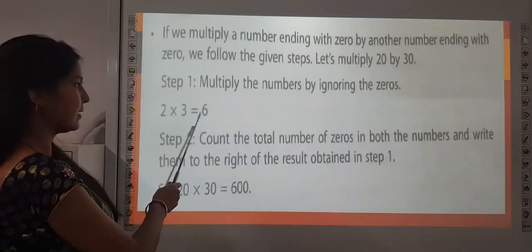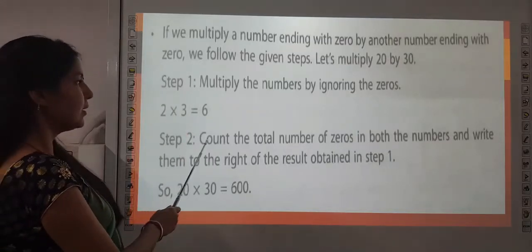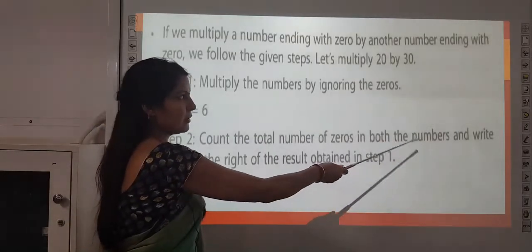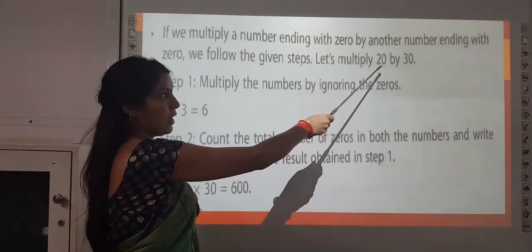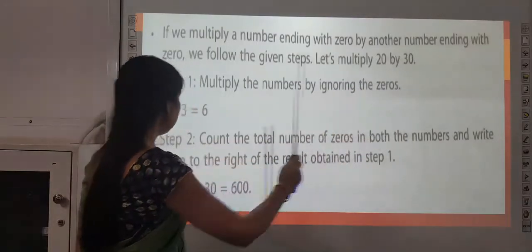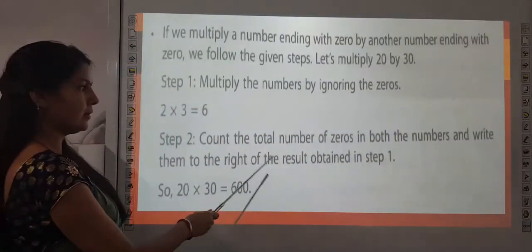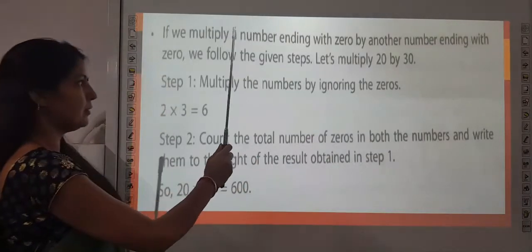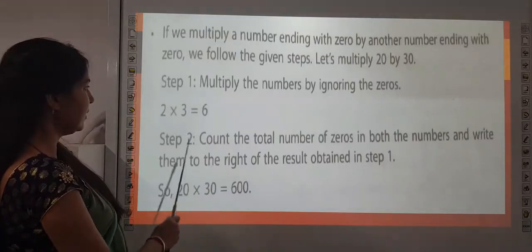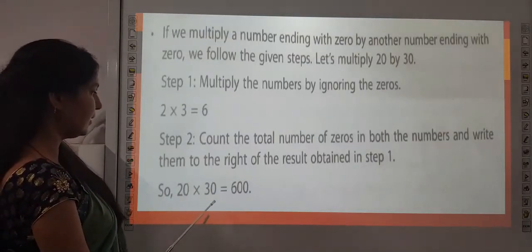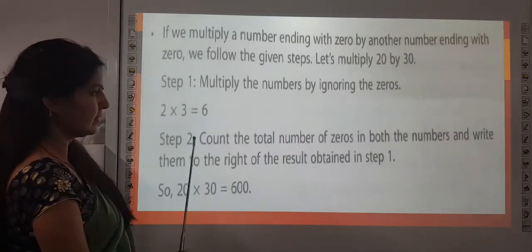It will be 6. Now step 2, count the total number of zeros in both the numbers. Now we will count the zeros. How many zeros are here? 1 and 2. And write them to the right of the result obtained in step 1. Now we will put these two zeros after 6. So 20 multiplied by 30 will be 600.